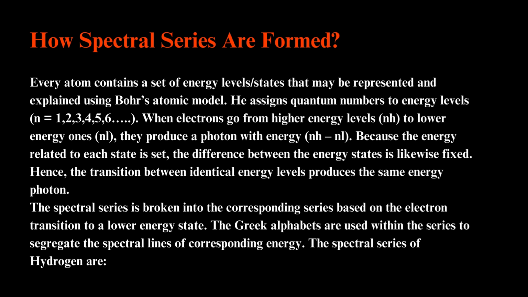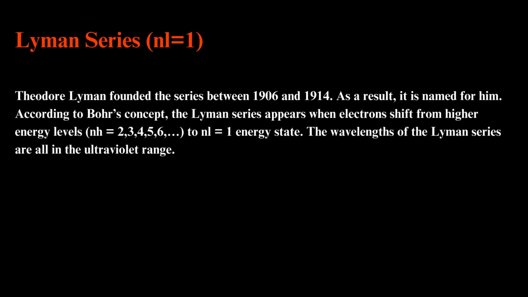Hence, the transition between identical energy levels produces the same energy photon. The spectral series is broken into the corresponding series based on the electron transition to a lower energy state. The Greek alphabets are used within the series to segregate the spectral lines of corresponding energy. The spectral series of hydrogen are Lyman series, Nl equals 1.